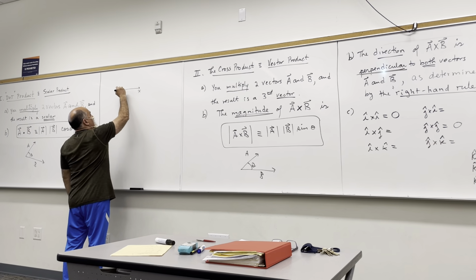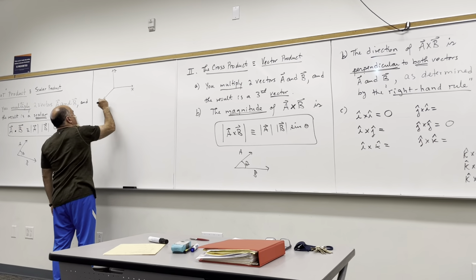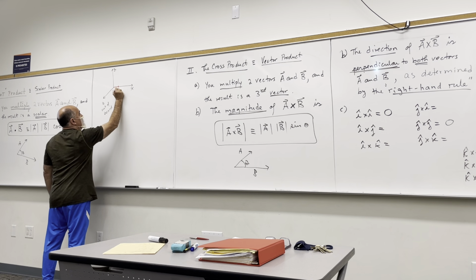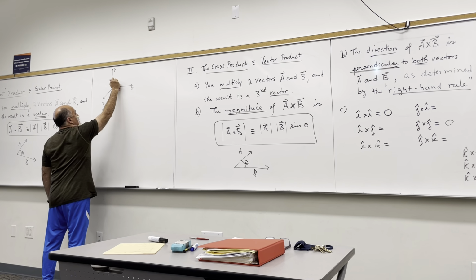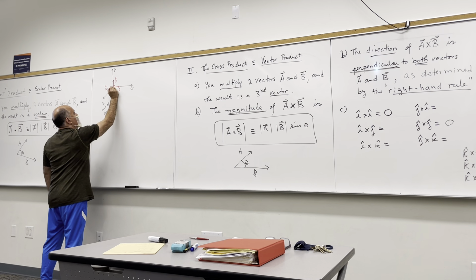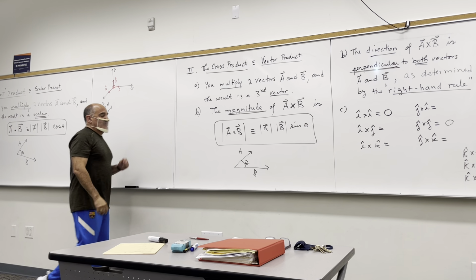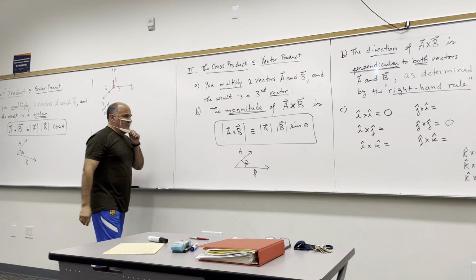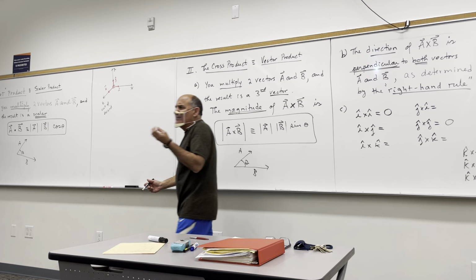Let's say this is the x-axis, this is the y-axis, and the z-axis is out of the board. So I hat is a vector of magnitude 1 that points in the positive x direction. J hat is a vector of magnitude 1 that points in the positive y direction. And k hat is a vector of magnitude 1 that points in the positive z direction. So they're all mutually perpendicular to one another. So when I do I cross j, the answer is going to be a vector because it's a cross product. So what is the magnitude of that?